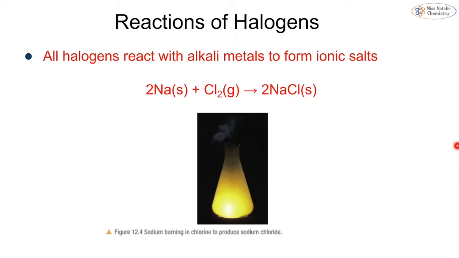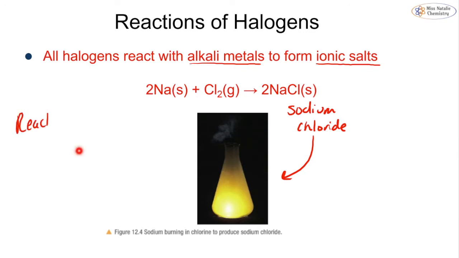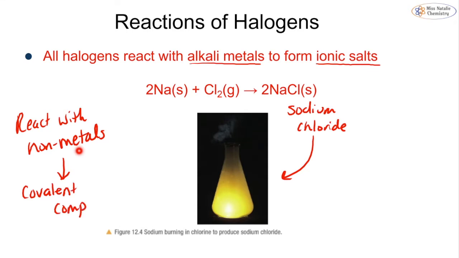Halogens can also react with our alkali metals and they will form ionic salts. So for example, sodium reacting with chlorine to give you sodium chloride, and we discussed that briefly in topic 2A when we were looking at the alkali metals. They can also react with non-metals, and that will form a covalent compound, but we don't need to go into too much detail about those reactions. The only one that you have to be able to know is the formation of the hydrogen halide.